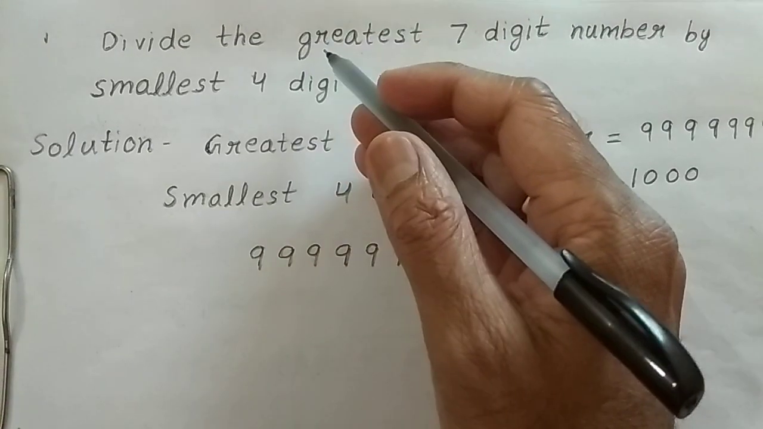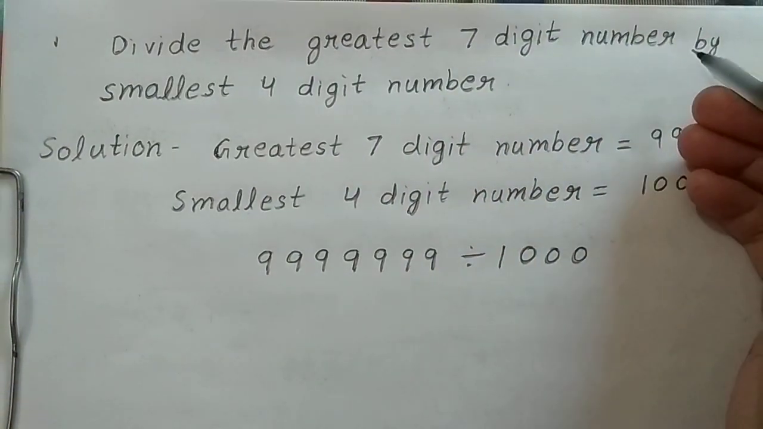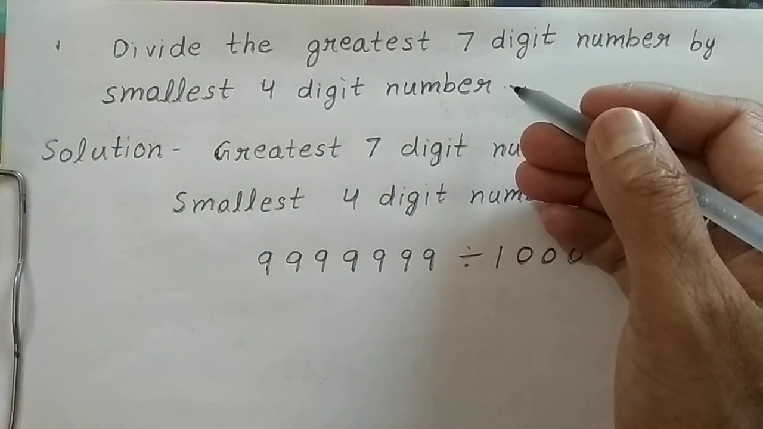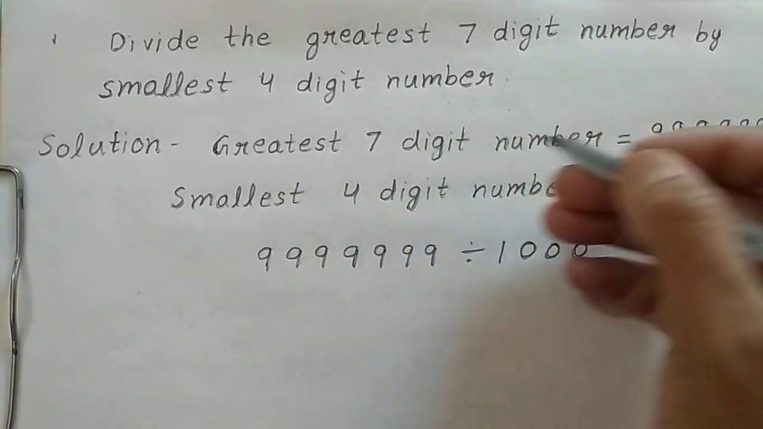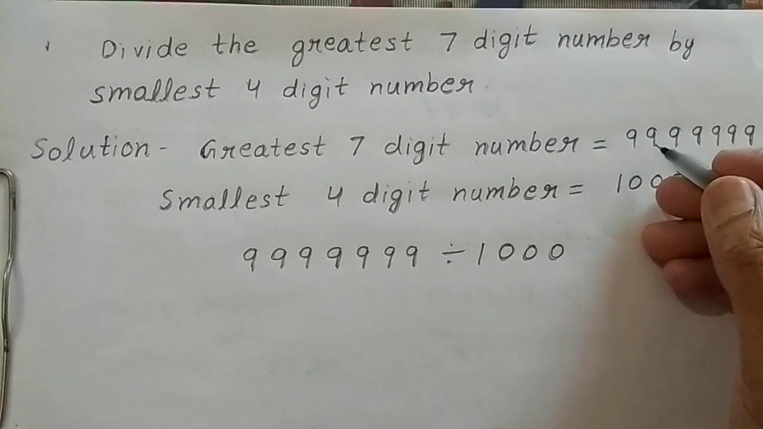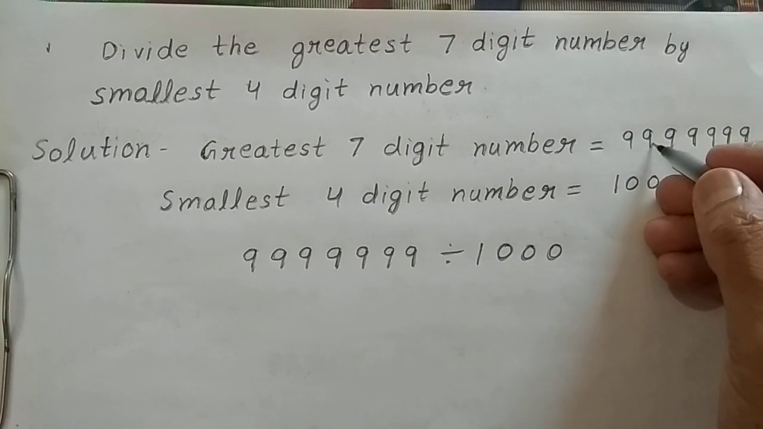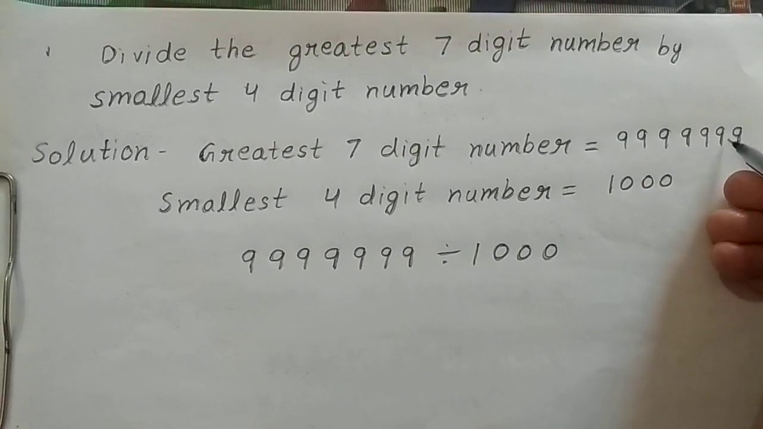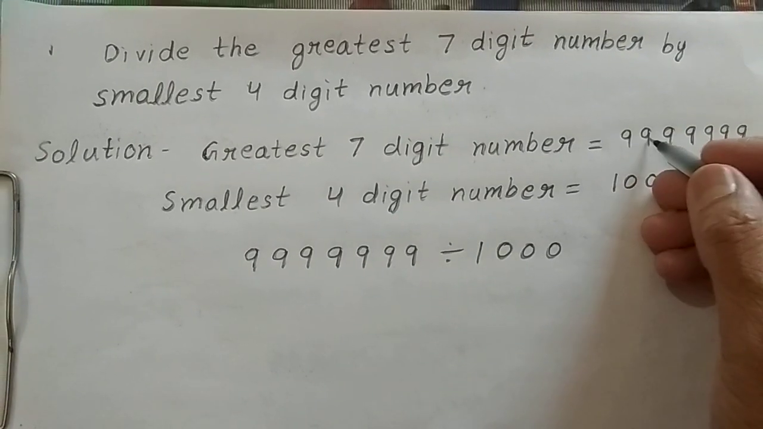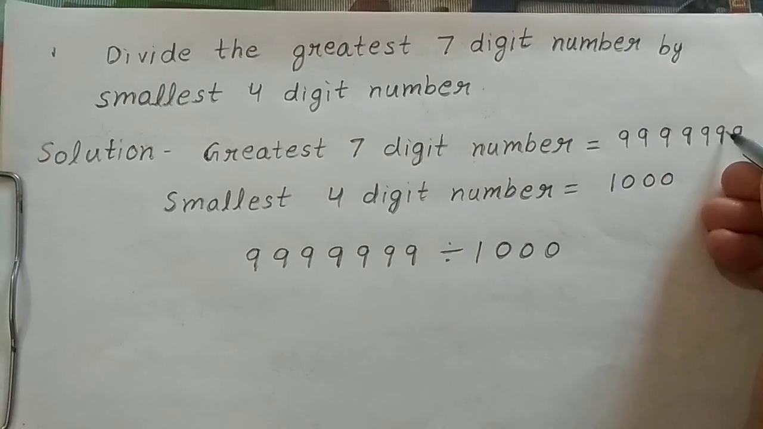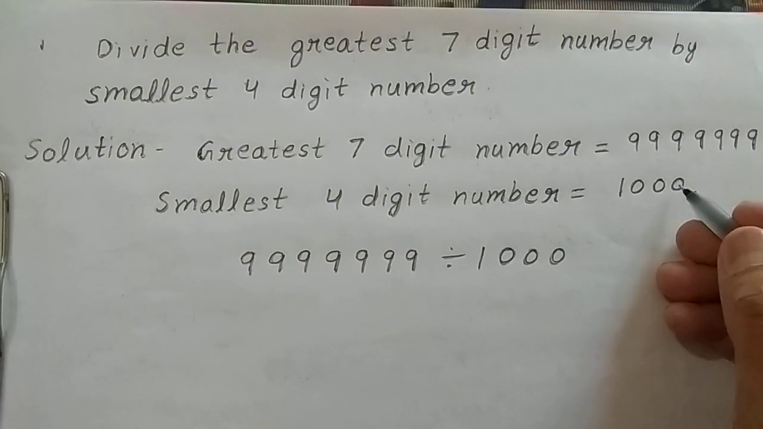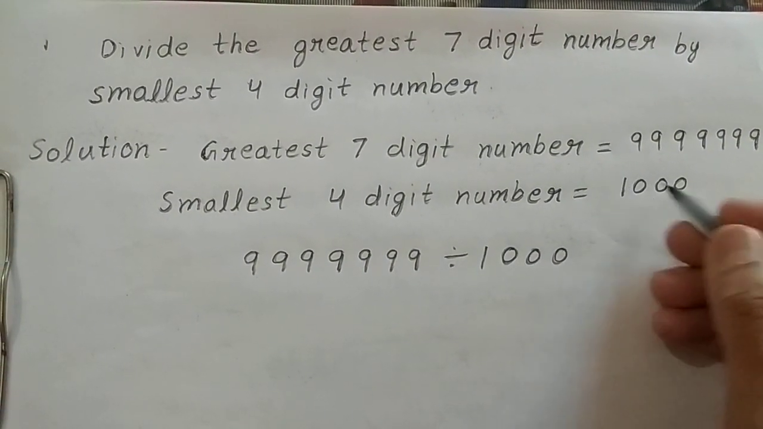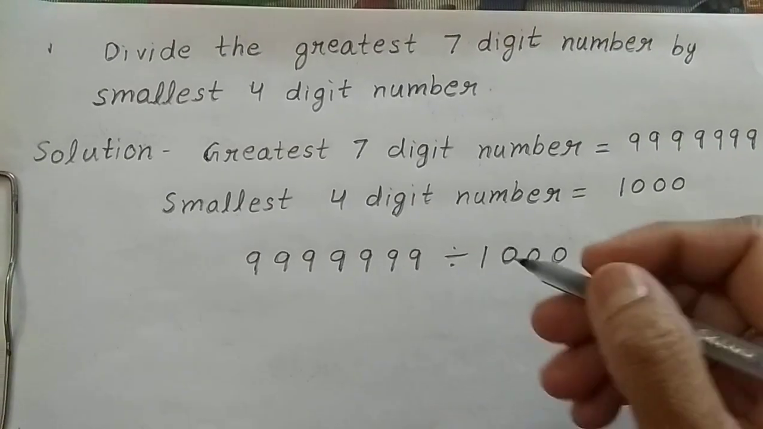First question: divide the greatest 7 digit number by the smallest 4 digit number. Let's start. The greatest 7 digit number is 9999999, write 7 times 9. The smallest 4 digit number is 1000.